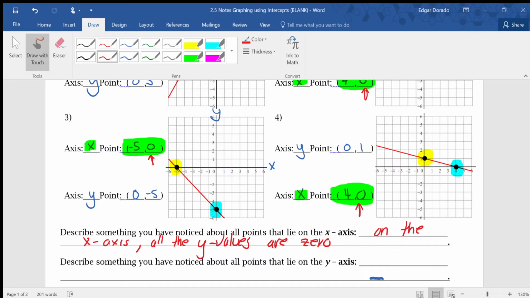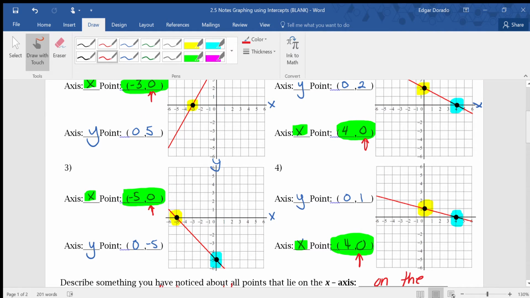Well, now for the next one, we're being asked to describe something you have noticed about all the points that lie on the y-axis. So with a different highlighter here, I'm going to go ahead and point those out. Right there, right there, right there, and right there. And hopefully now you can see something very similar to what we saw earlier with the x-axis, but now with the y. In this case, all of them have a 0 in our x value. Okay, hopefully you guys can see that now.